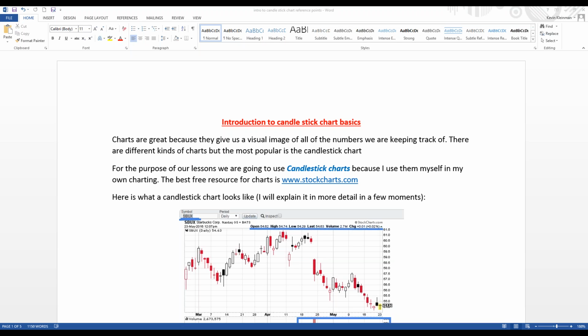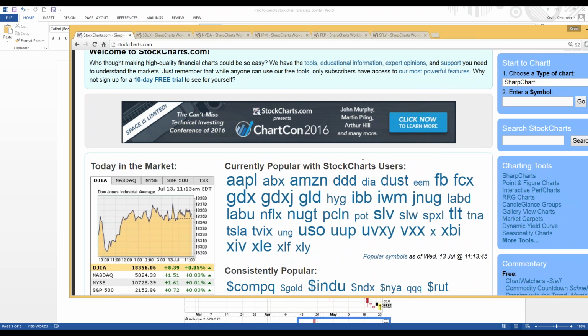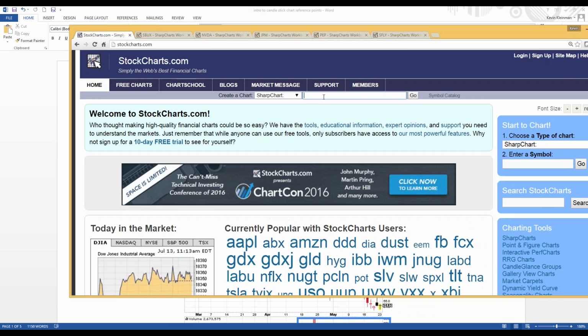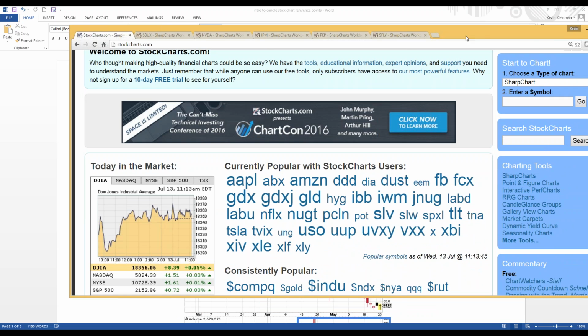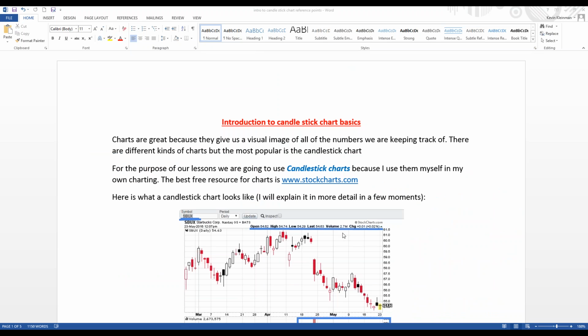So for the purpose of my lesson, I'm going to use the candlestick chart because I use them myself in my own charting. Now first of all, the best resource for free charts for those of you that don't yet have a trading platform is this website called Stockcharts.com. It's completely free and you just type in the ticker symbol that you want to look at and it'll bring up a chart. And there's also some other useful material on there.